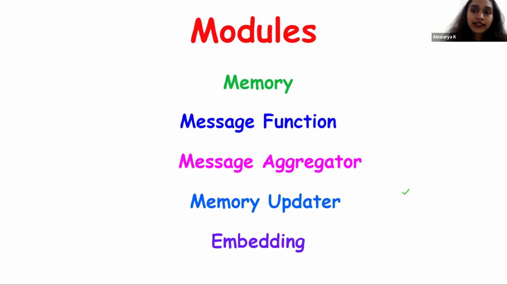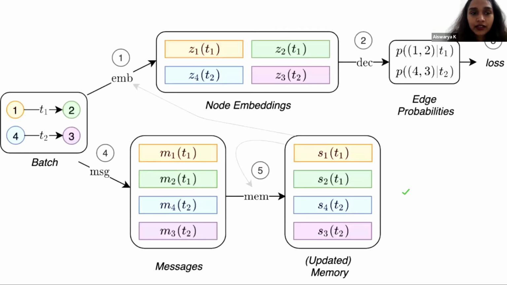Temporal graph network works in five logical steps. It has five modules: the memory module, message passing, message aggregator, memory updater, and the embedding module. Let us understand how each of them works. First, you can see the information is processed in batches. We have different batches, and first we have the messages at every timestamp. There are two timestamps, T1 and T2, and we have four messages here, M1, M2, M4, and M3.